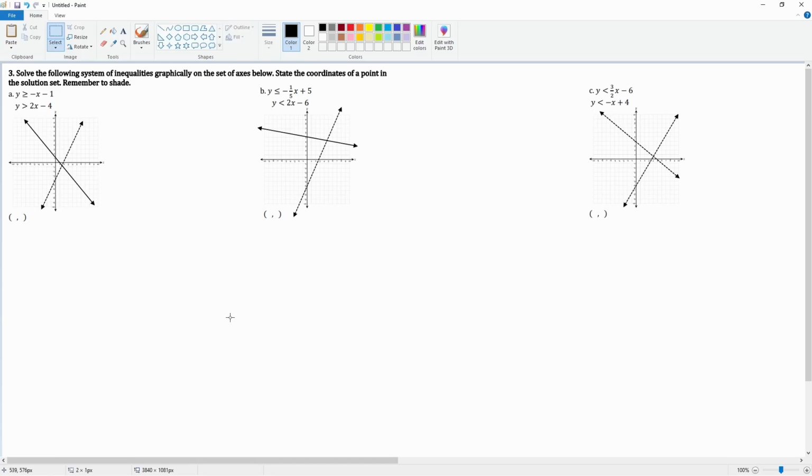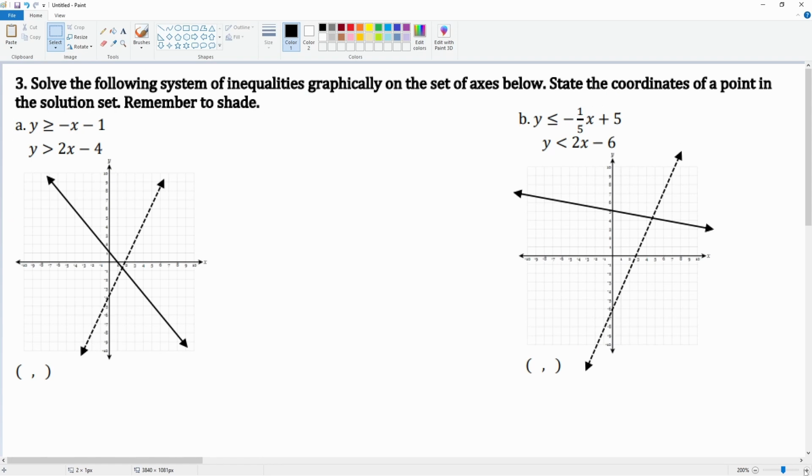All right, here we have number 3. Number 3 says for us to solve the following system of inequalities graphically, let's state the coordinate of the point which is in the solution set, and remember to shade. The reason why we need to shade is because these are all inequalities.